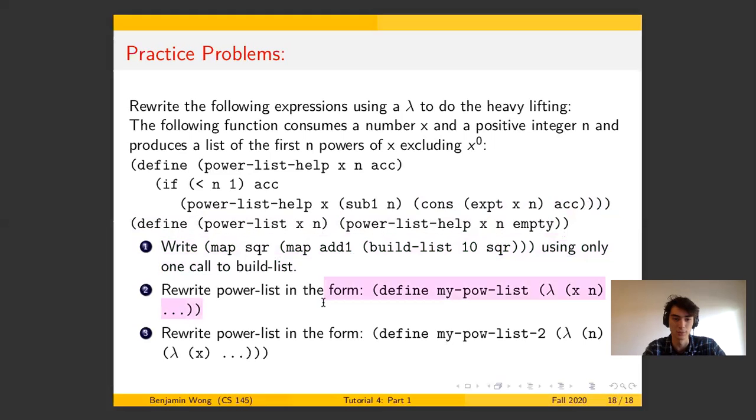The next one is to rewrite power list in 2 different forms. One is as a lambda that takes in the same parameters, and the second version is to use 2 lambdas, one for the first parameter and one for the second parameter. The benefit of power list 2 is that we can pass in n and say n is 5, and then pass in many different x's to the output of my power list 2.